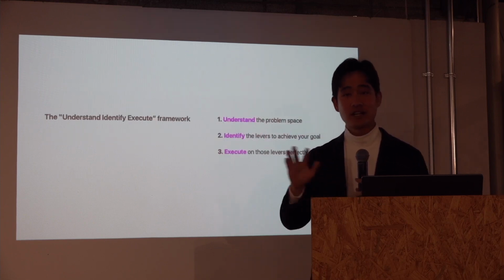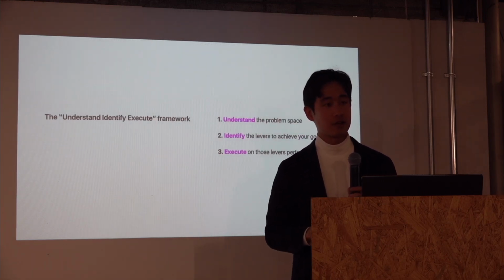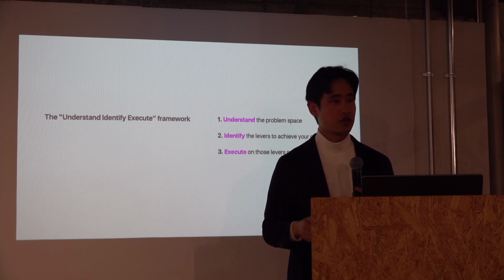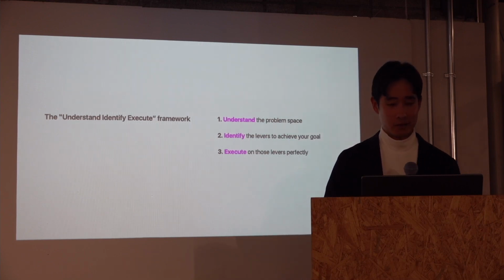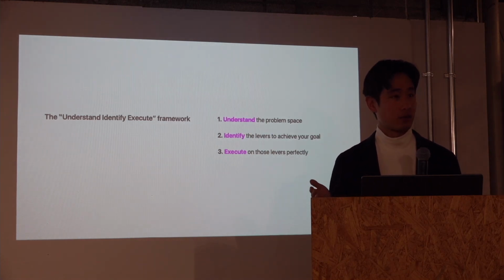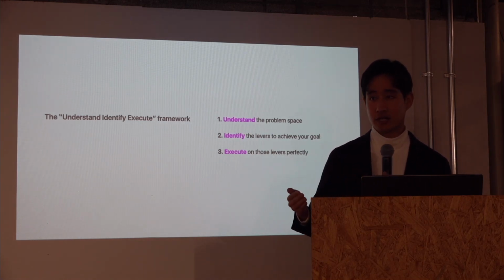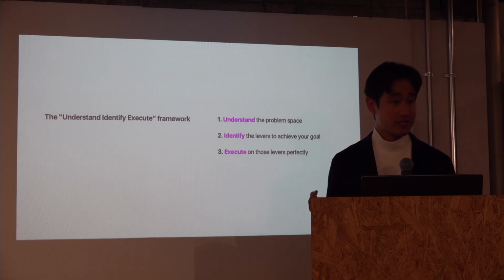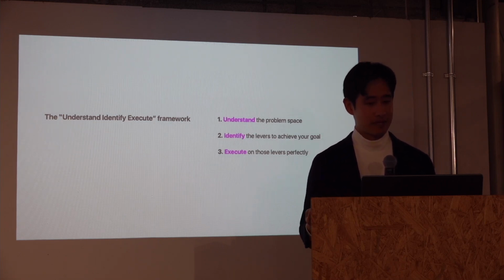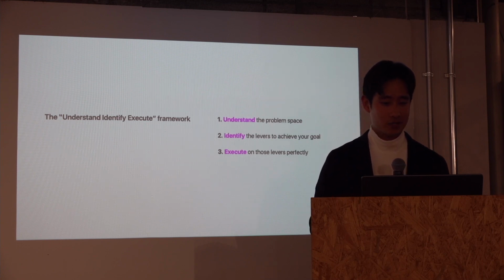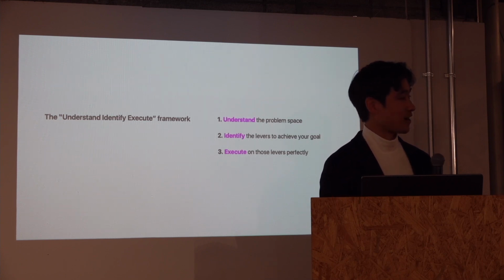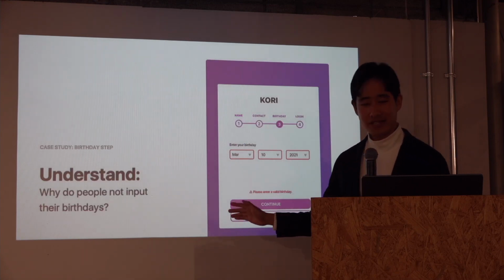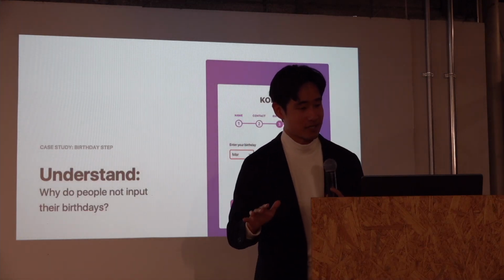All right, so now that we've gone through a simple example, let's go over something called the Understand, Identify, and Execute framework. This was first popularized at Facebook many years ago, and it's a framework that a lot of growth teams use to identify projects and identify where opportunities are. There are 3 steps: understanding the problem space, identifying the levers to achieve your goal, and then executing on those levers perfectly.